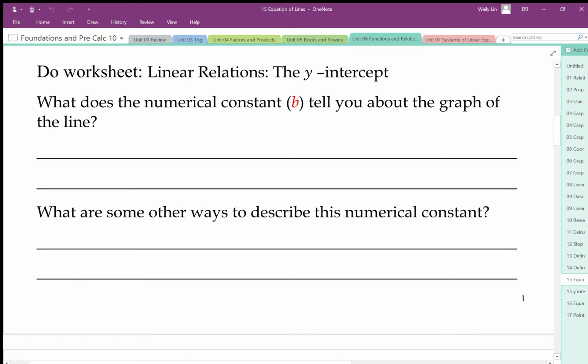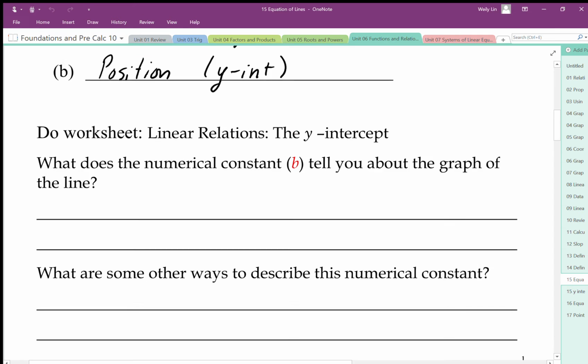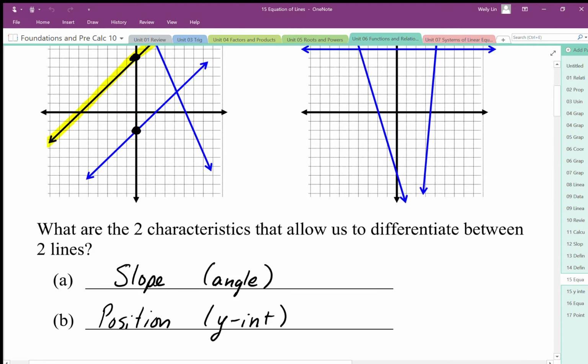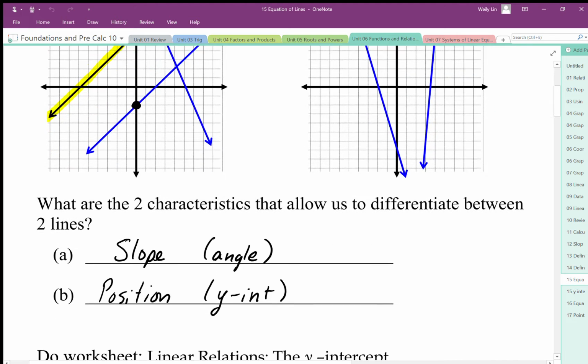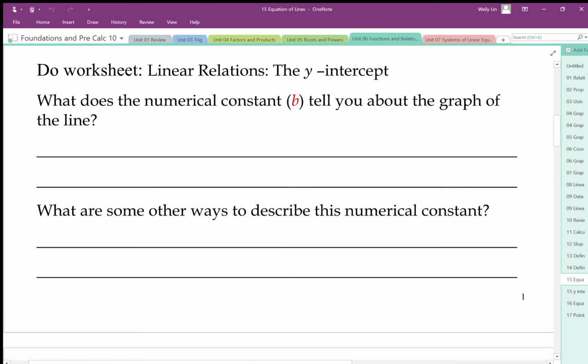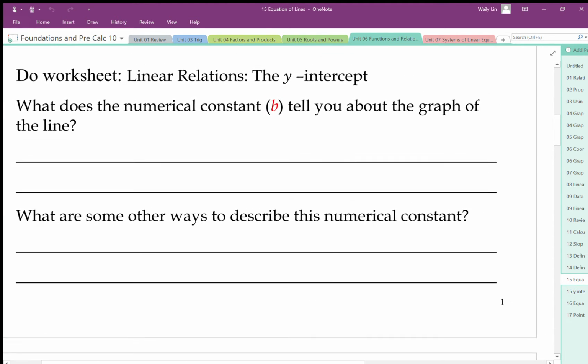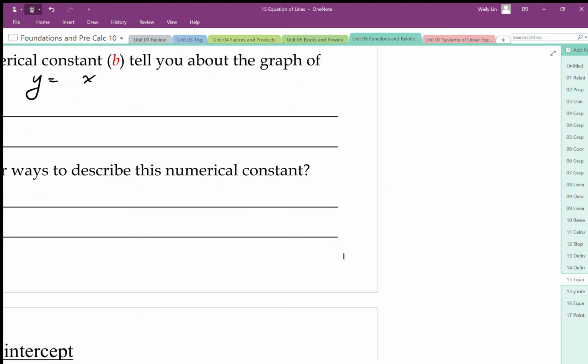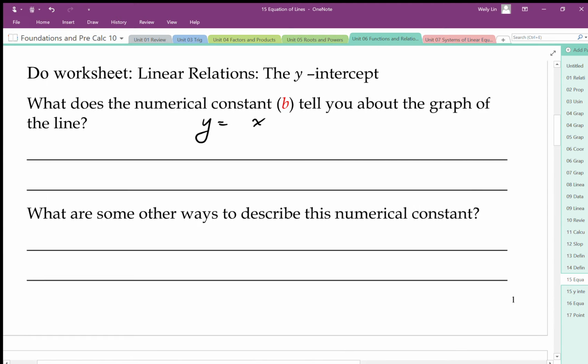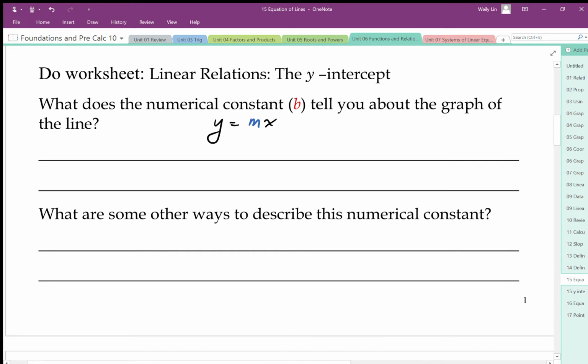So what does the numerical constant b tell us about the graph of the line? When we have this y equals mx plus b equation, I'll write it out. When we have the y equals mx plus b, or mx and our plus b, the b tells us the vertical positioning.